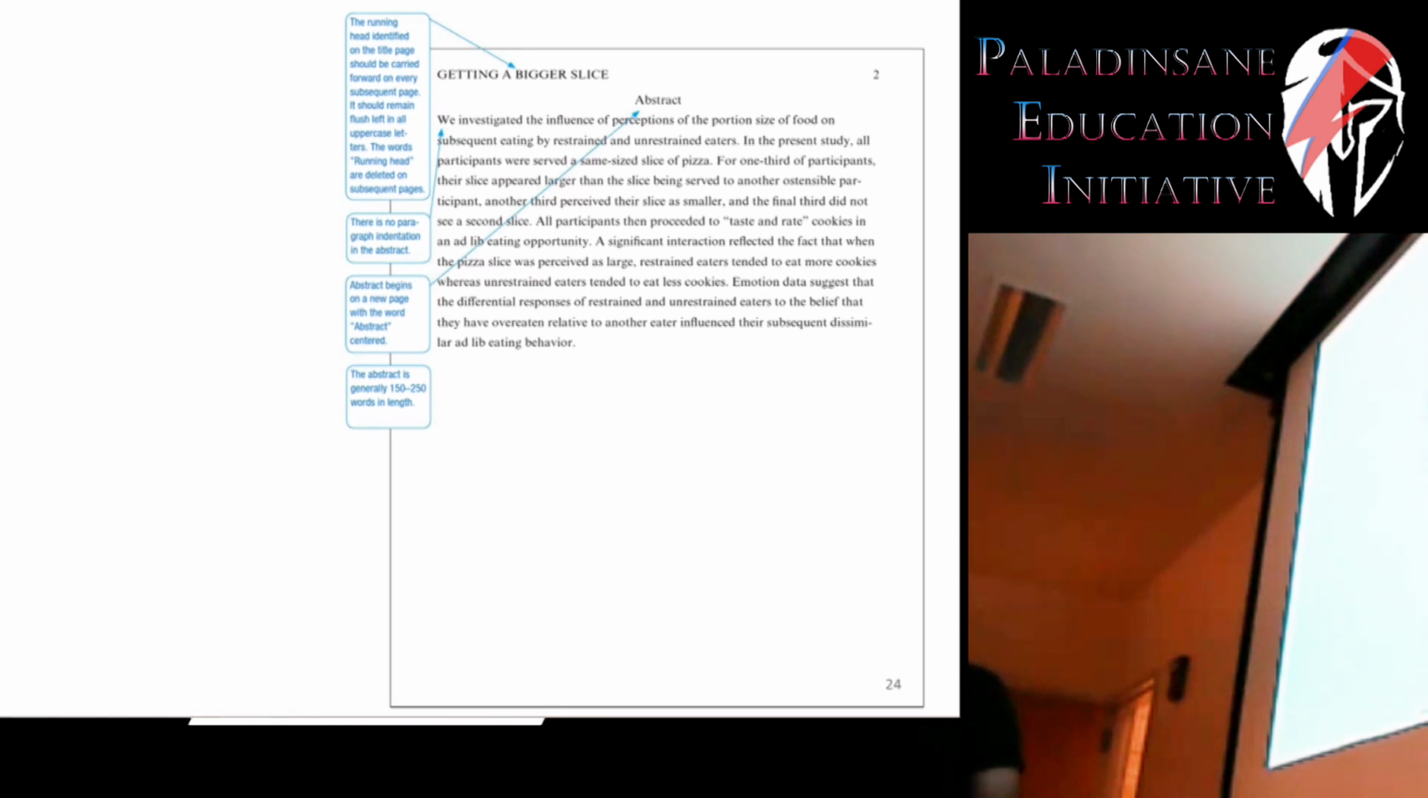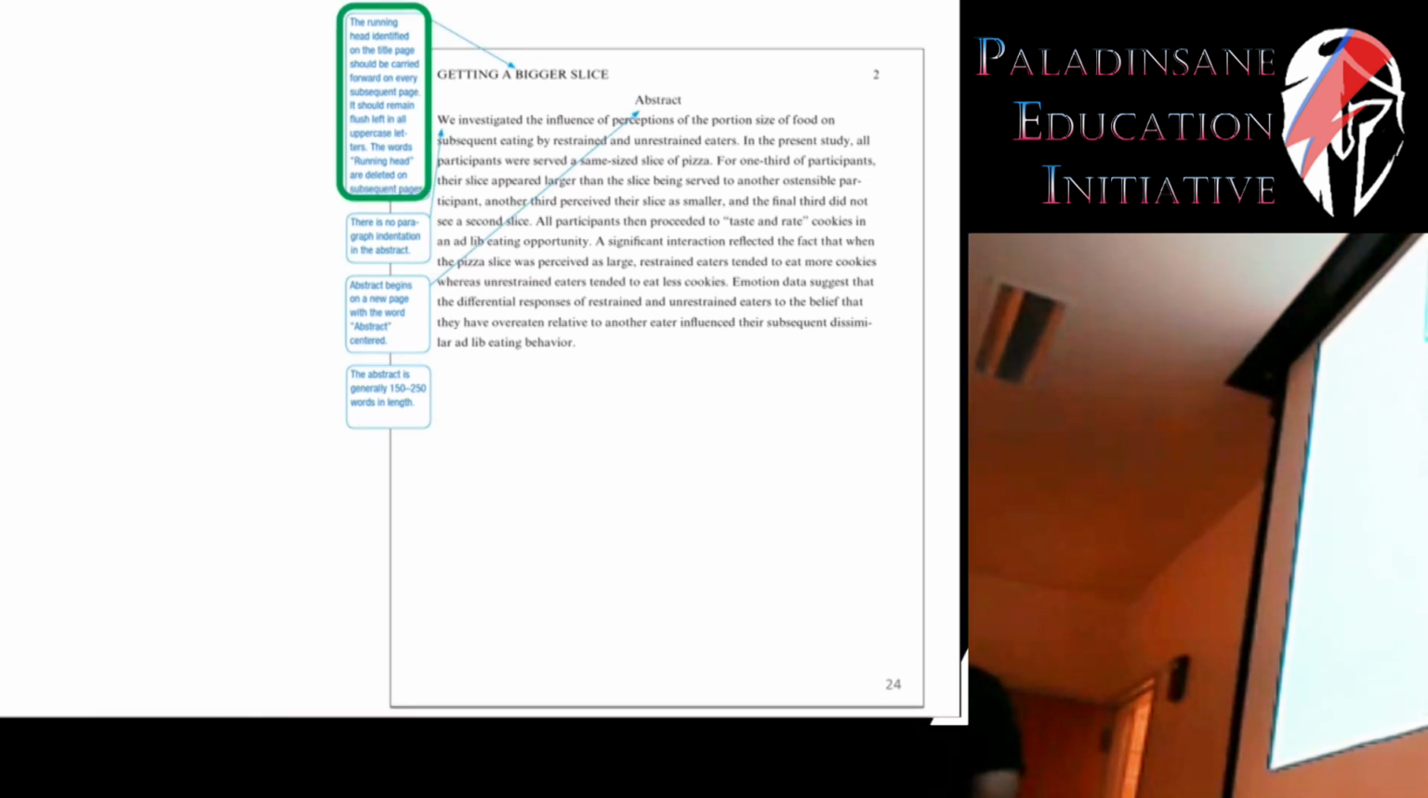Notice that the running head is still at the top, but no longer has the words running head. So again, nice little visual cue for that. Notice it's numbered as page number 2.